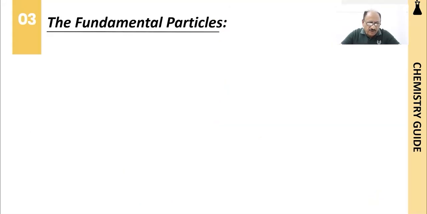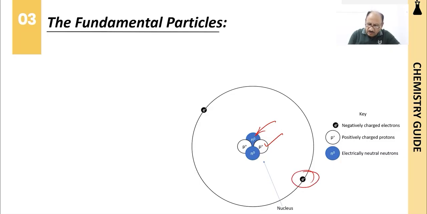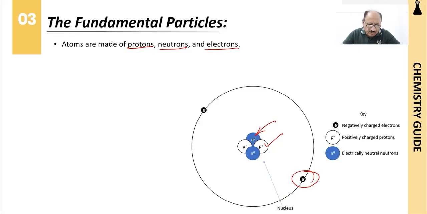Next, we can go through the fundamental particles of an atom. What are the fundamental particles? If we go through the atom, this is for your understanding. The nucleus is inside, which contains protons, positively charged, and neutrons, which are neutral particles, and electrons are revolving around the nucleus. So this is the basic structure, the fundamental particles which we have discussed. Atoms are generally made up of three types: protons, neutrons, and electrons.